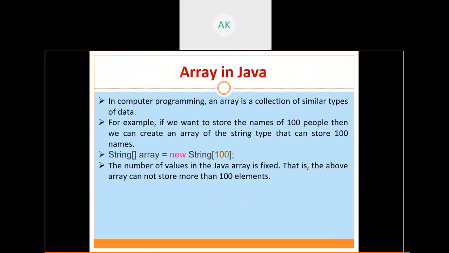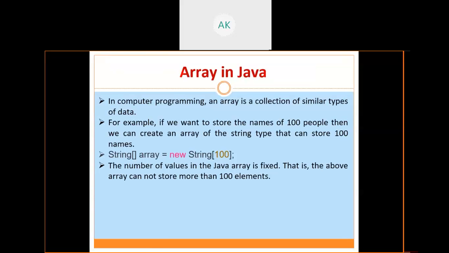As I defined, in computer programming, whenever we want to collect data of similar types, we use the array, right? For example, if you want to store the names of 100 people, then rather than creating 100 different variables, we simply create one array, assign the size of 100, and those 100 names will be stored in the same array with the same variable name. Whereas in Java, we do not declare the array the same way as in C.